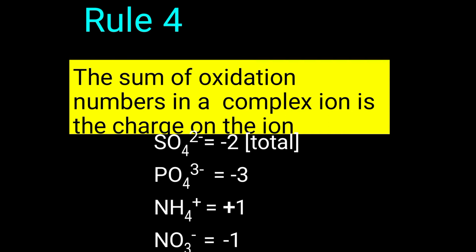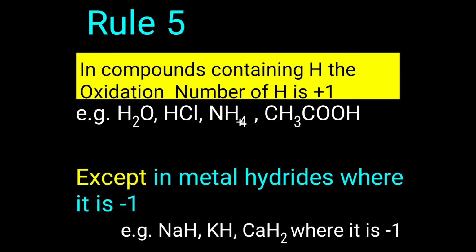Rule 4: the sum of the oxidation numbers in a complex ion is the total charge on the ion. For example, some elements are in a combined state, such as sulfate, phosphate, and ammonium. These are polyatomic ions. Sulfate has sulfur and oxygen, two kinds of atoms, in one ion. For polyatomic ions, the charge is the total. For example, for SO4 we do not consider sulfur and oxygen separately; the total is 2 minus. Similarly, PO4 is 3 minus and ammonium is plus 1.